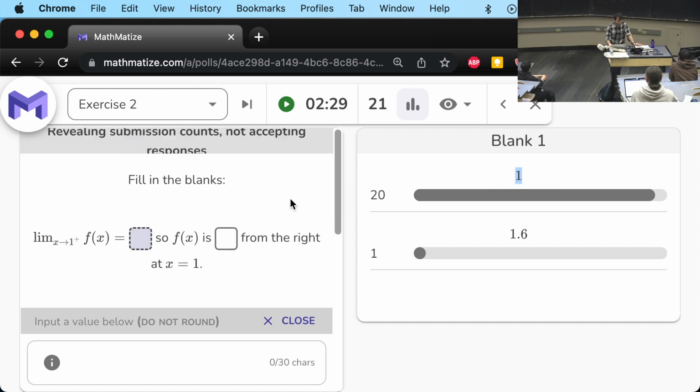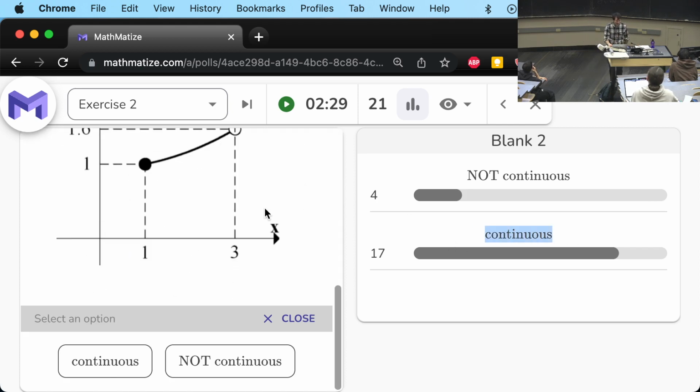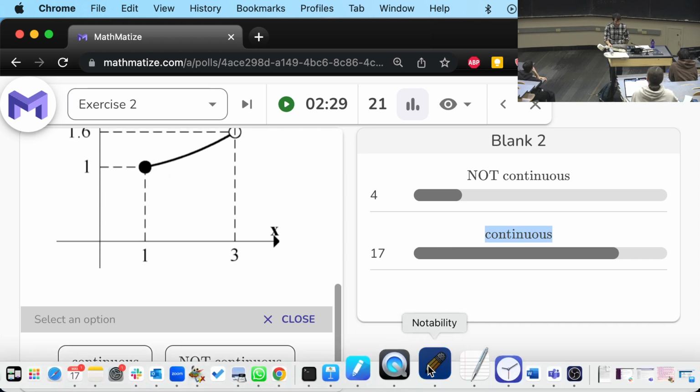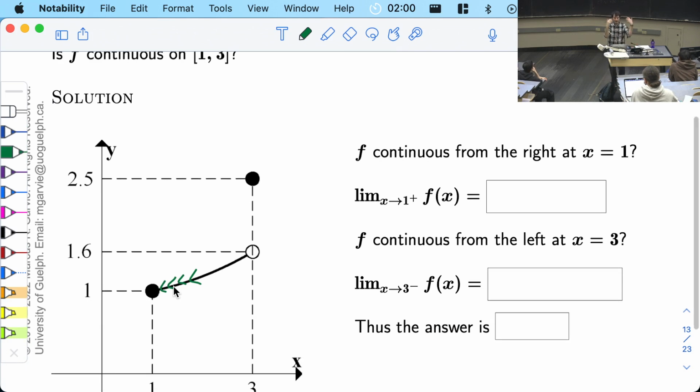Very well done. Harder question, and this is the new topic for today, is it continuous from the right or not continuous from the right? 17 people said continuous, 4 people said not continuous. It is continuous from the right. Let me explain why with some equations, but I think you have the right idea. So the limit is equal to 1. Why is the limit 1? The x values get close to 1. The y values also get close to 1. So the limit is getting close to y equals 1. We're approaching y equals 1. So the limit is 1.